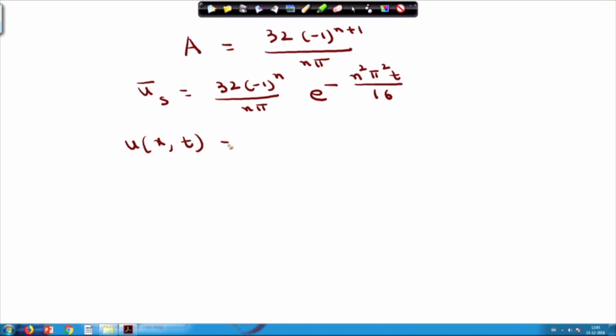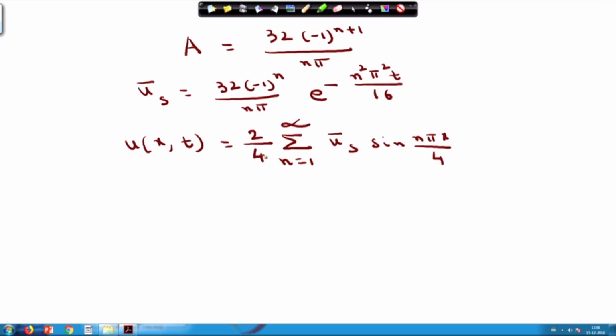u(x,t) from the definition is 2/L summation n equals 1 to infinity ū_s sin(nπx/L), that is 4/... ū_s. Please note that whenever I take the inverse finite Fourier sine transform, u(x,t) becomes a summation. Why does this summation come? We explained this in the last lecture.